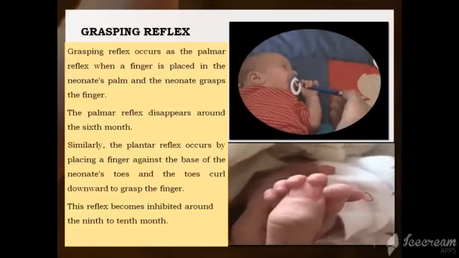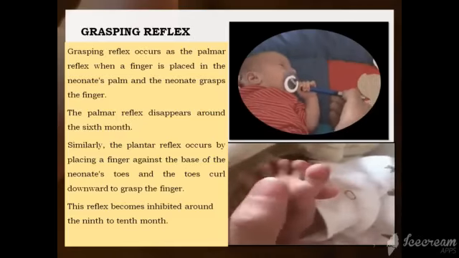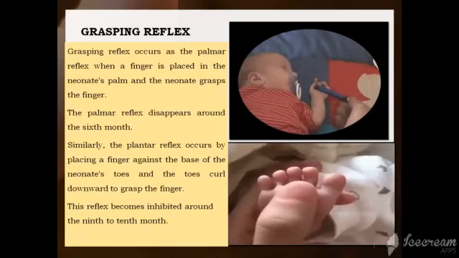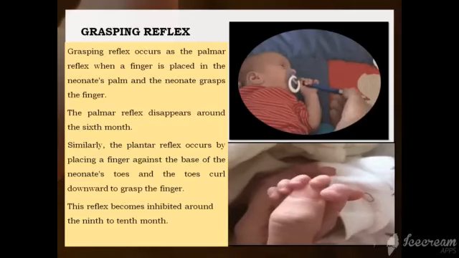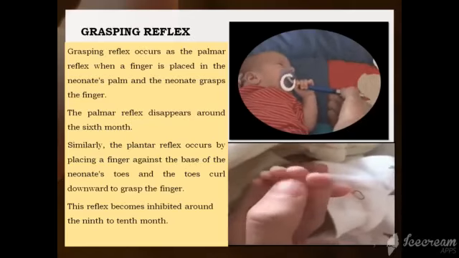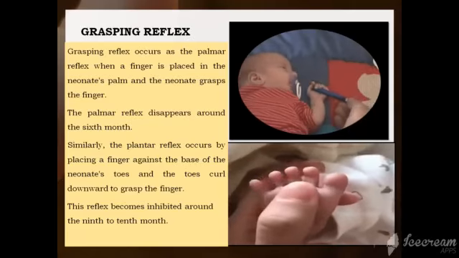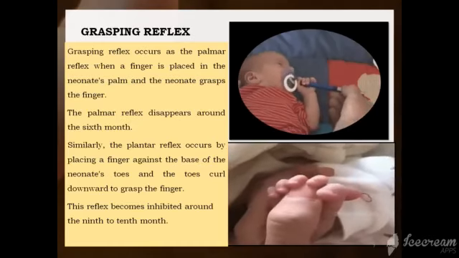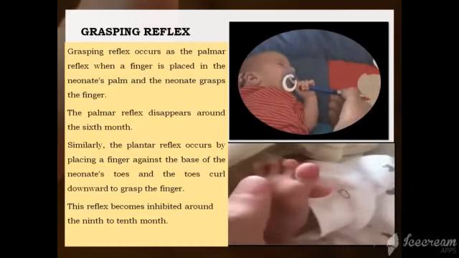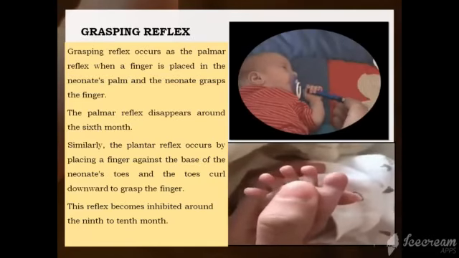Similarly, the plantar reflex occurs by placing your finger against the base of the neonate's toes, and the toes curl downward to grasp the finger. As you can see in the second video, a finger is placed at the base of the toes and the neonate will try to curl downward to grasp the finger. This reflex becomes inhibited around 9 to 10 months of age.